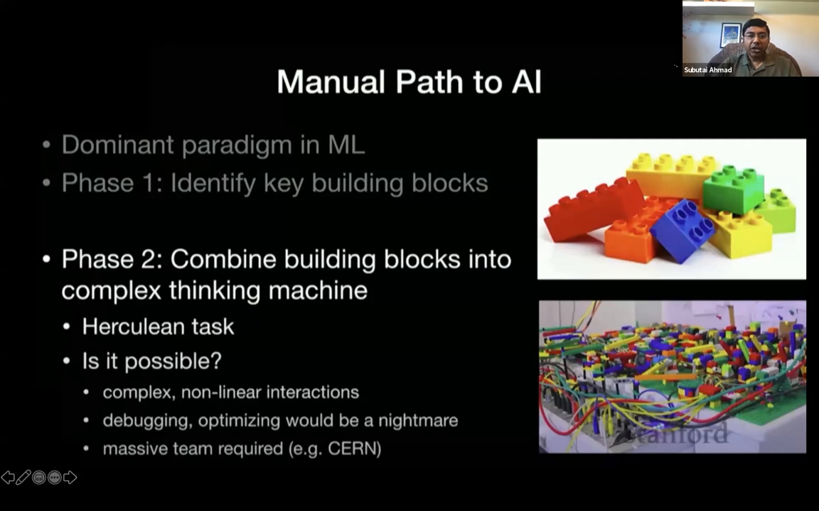First he talks about the manual path to AI. This is the dominant machine learning paradigm, which is basically you identify these key building blocks, whether it's backpropagation and ReLU and sigmoids and all of that. Then you try to put these together into more and more complex networks, trying to solve more and more complex tasks. It's all sort of hand designed, bottom up from mathematical principles.